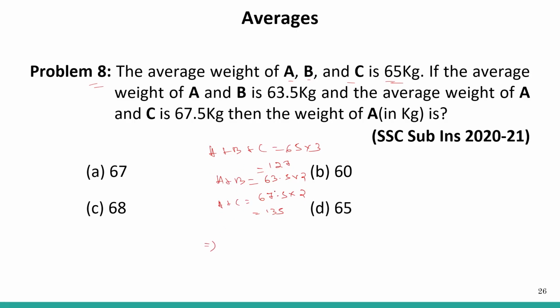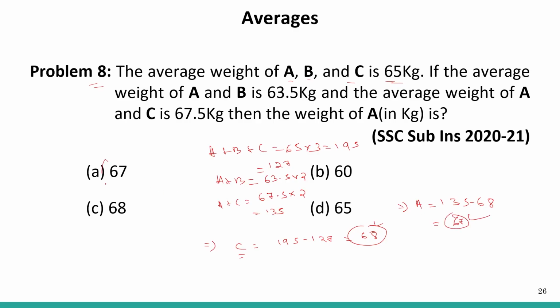So this implies that this will be 195. So C is equal to 195 minus 127, which is 68. This is the weight of C. So C is equal to this much. So this implies that A is equal to 135 minus 68. So adding 60, what we are left with is 128, and then 7, so 67.